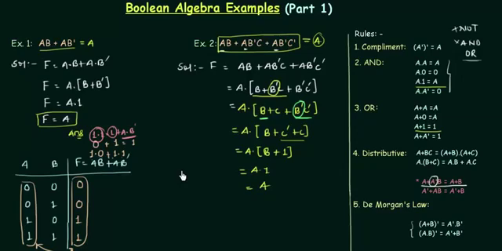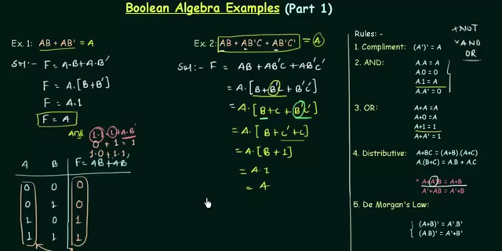Why are we minimizing? The first advantage is the reduction of hardware. Definitely you are going to use a smaller number of gates, so you are reducing the hardware. The second advantage is minimization in cost. Once you reduce the hardware, it is obvious that you minimize your cost because the hardware has some cost.